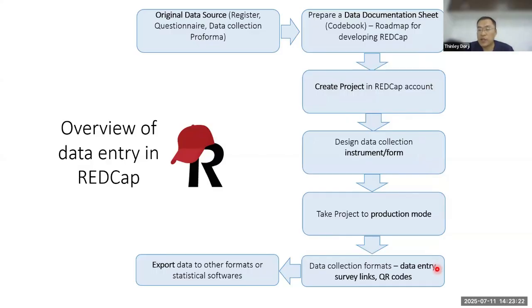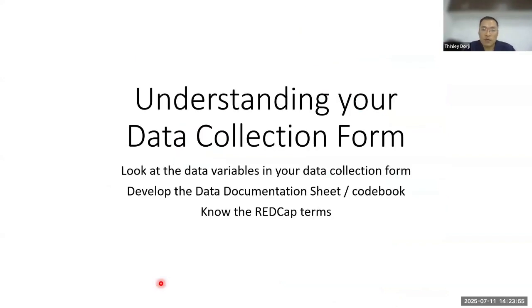And then there are several ways for you to enter data. One is that you will employ some data entry operators and they will enter it. You can also make it in the form of a Google link, like a survey link, and you can send it to others. You can also make QR codes and paste it somewhere. And at the end of these formats of data entry, you will be able to export your data into any format.